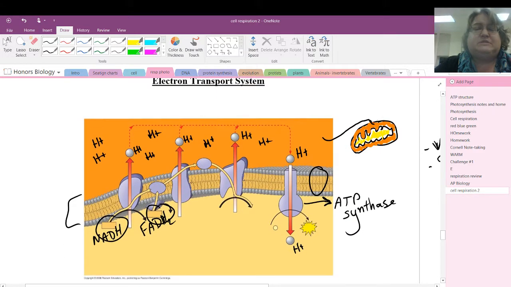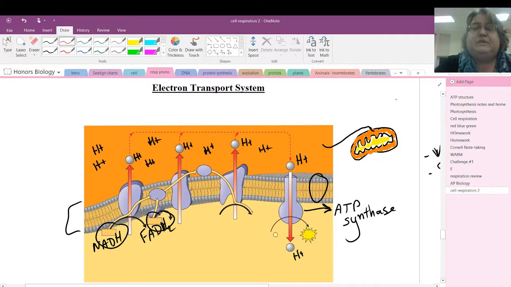So along comes this electron transport system. And please do add a little diagram. You can hit pause on the video right now.